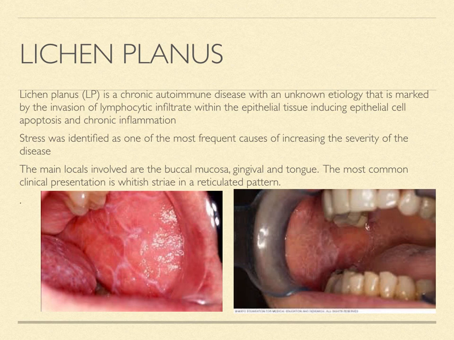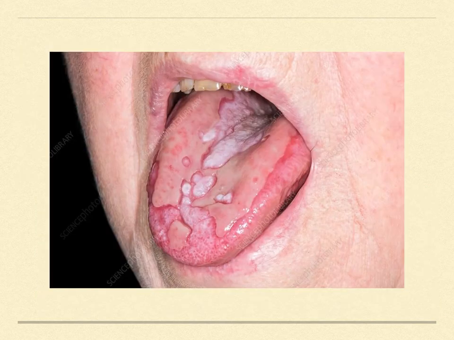And stress was identified as one of the most frequent causes of increasing the severity of the disease. So if there is stress, the severity of the disease will increase. The main sites are the buccal mucosa, gingiva, and tongue. And the most common clinical presentation is a whitish striation. As you can see here in the picture, there is a lichen planus in the tongue.